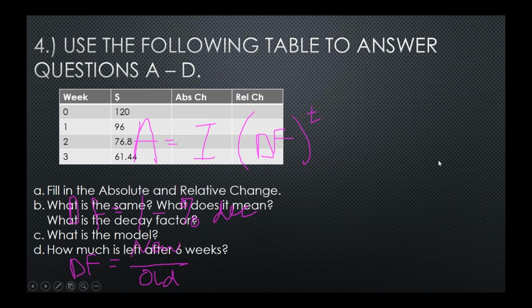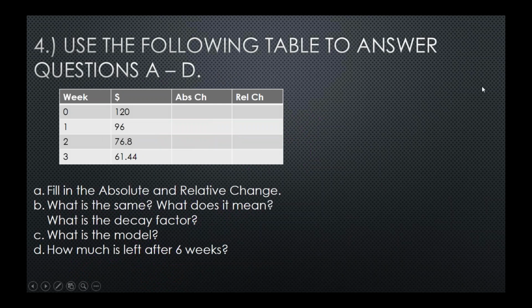So okay, I would like you guys to try to do this one from the beginning. Again, we can't have an absolute and relative change in the first time because we have no old values. So using this, I'd like you to fill in the table, and then make some observations, what's the decay factor, see if you can write a model, and do an estimation. So I'm going to give you a few minutes to see what you can do with this, and then we'll talk about it. So, okay, try number 4.